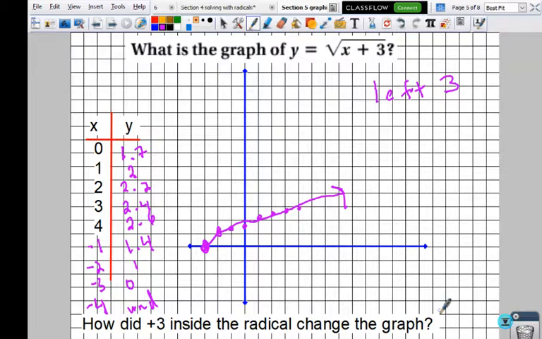I'll let you finish off your graph real quick because people are still working on it. But while you're doing that, we'll take a look. You guys are going to do this next one.